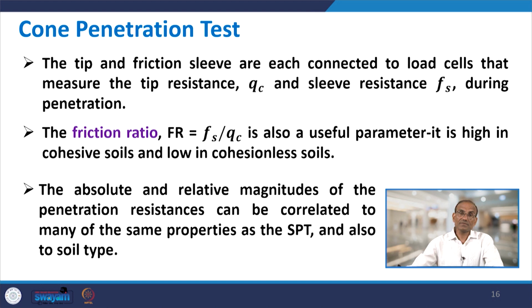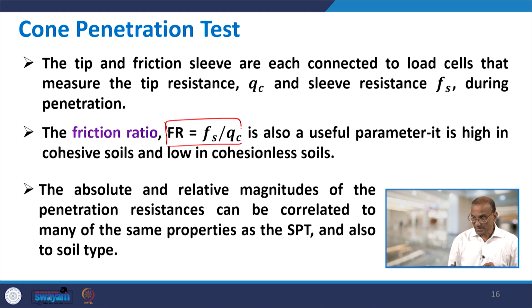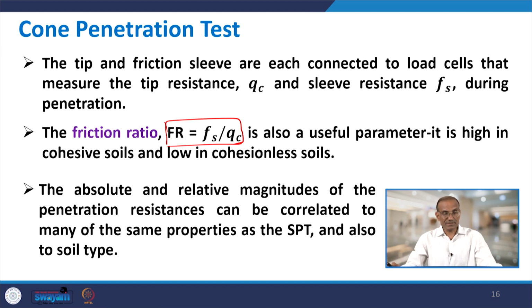The friction ratio, denoted by Fr, is Fs divided by QC. This is also a useful parameter, and this ratio is high for cohesive soils and low for cohesionless soils. The absolute and relative magnitudes of the penetration resistance can be correlated to many of the same properties as the SPT and also to soil type. So there are correlations between SPT and CPT data, and some correlations are available in the literature.